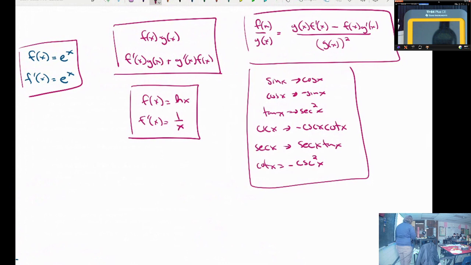Which one? Tangent, the derivative of tangent is secant squared. Yeah, I was writing it very hastily. The most memorizing ones are the trig derivatives. They're not fun at all.